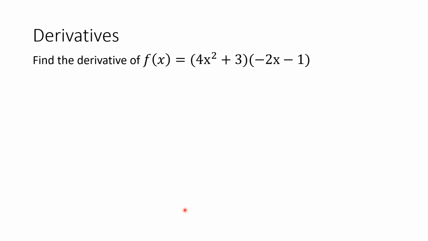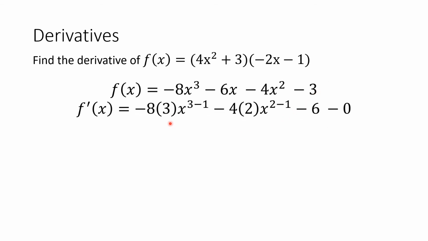And then again, we can use the FOIL method to simplify this function into a polynomial. We will be having f of x is equal to negative 8x cubed minus 4x squared minus 6x minus 3. So as you can see, our polynomial is not arranged based on their exponents or degree. But anyways, it's just the same.